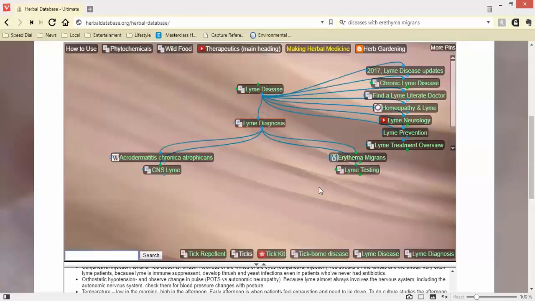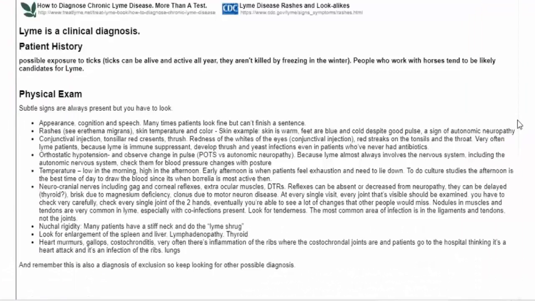So I'm going to Lyme diagnosis now. And I'll just open this up. You've got a couple of important links up here. One of the other issues is that folks have learned that if you see a bullseye rash, that's an indicator that you've been infected with Lyme disease. That's called the erythema migrans rash.